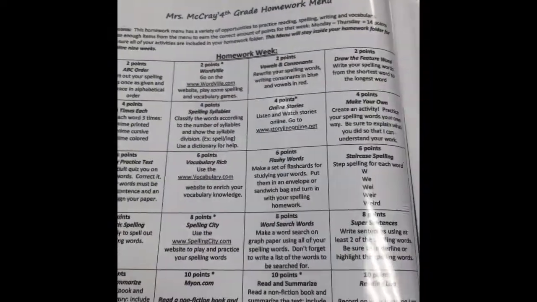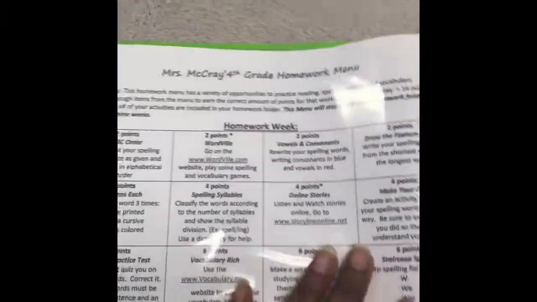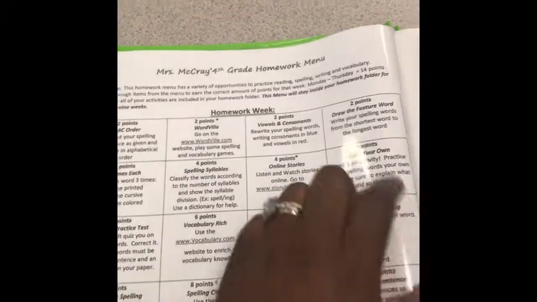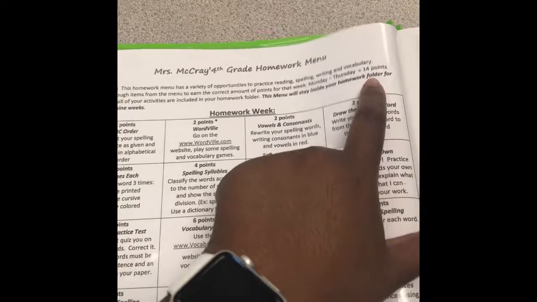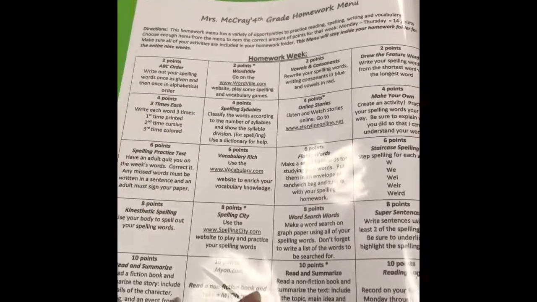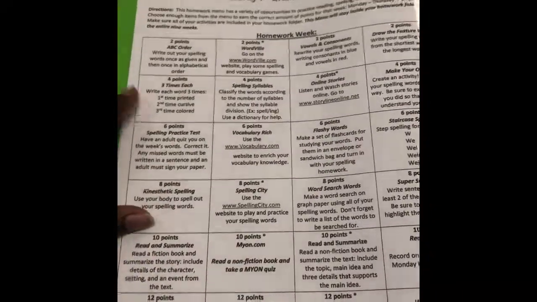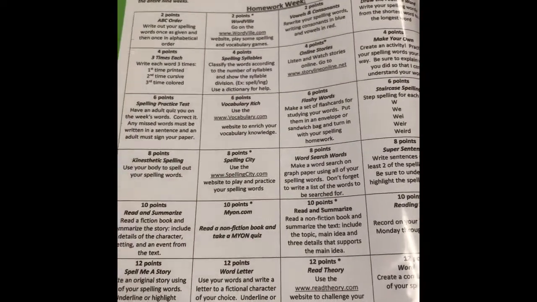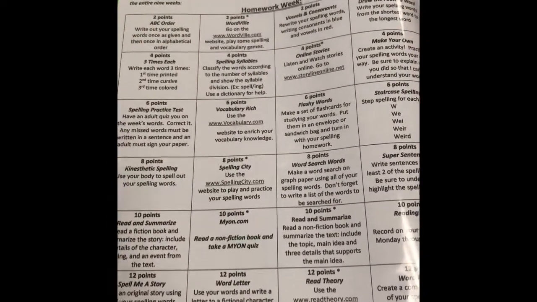Here is the homework menu. Now, every week they're going to try to get at least 14 points. They can go over if they would like. Monday through Thursday, no homework over the weekends. So this is a menu, just like your menu at McDonald's. They can choose and pick what they would like.